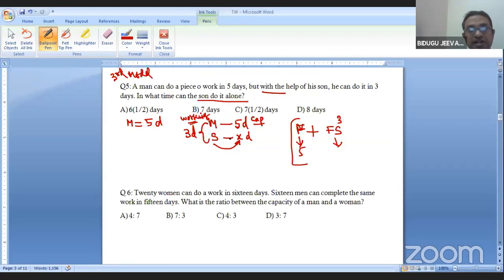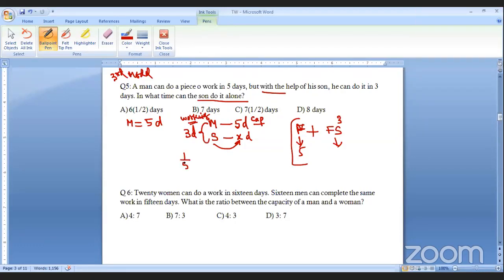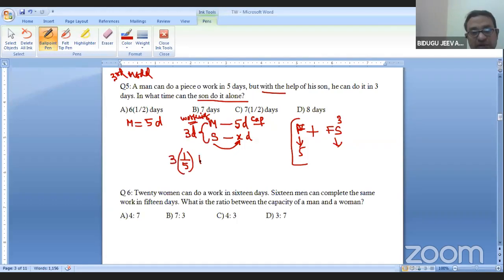So how to write this one? See very clearly, man's 1 day work is how much? 1 by 5. How many days did he work? 3 days, right? Plus the son's 1 day work is how much? 1 by x. How many days did he work? He also worked for 3 days. So one work is completed. If you write this expression, that's enough.